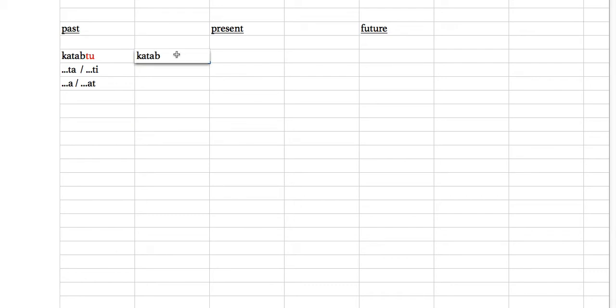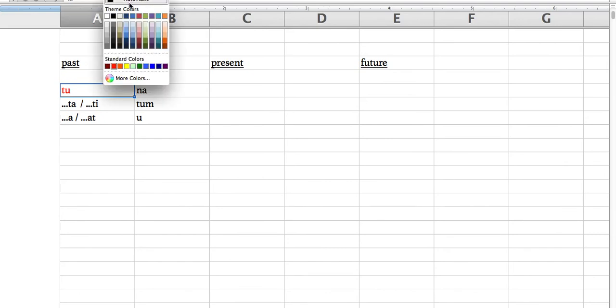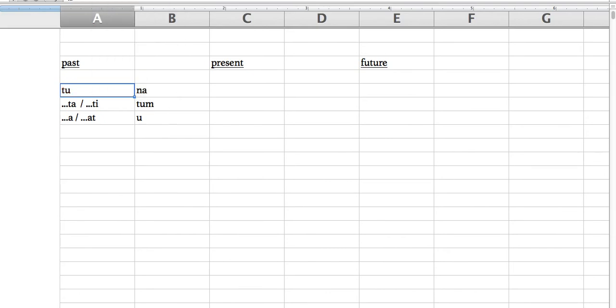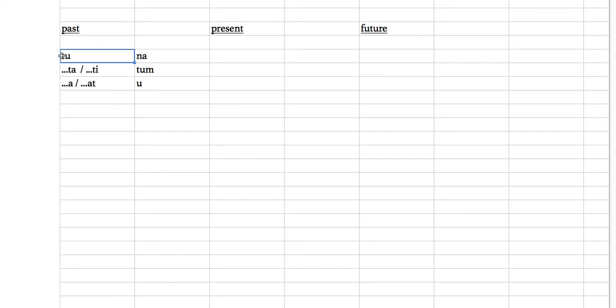Okay. Katabna would be we did this. Katabtum means you all, you plural did that. And then katabu is they. So those are the endings for your verbs in the past tense for each person, right? Those all go on the end of the verb, right?